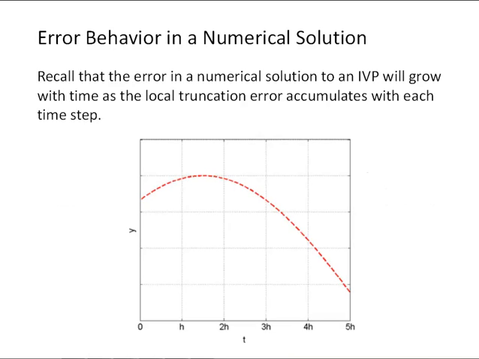Recall that the error in a numerical solution to an initial value problem will grow with time as the local truncation error accumulates with each time step. So this is a review of the Euler's method video. As we go forward in time from some y0, we'll use the slope at y0 to predict y1, and use the slope at y1 to predict y2, and the slope at y2 to predict y3, and so on.